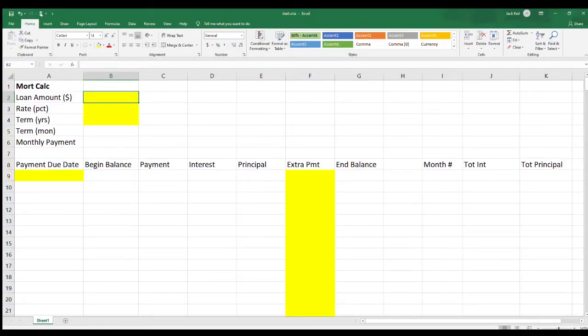Alrighty, here's the beginning of our mortgage calculator. Cells that are in yellow are things that can change from loan to loan, so you'll put your individual information in there. The other cells are formulas. I'm going to show you how to do those.